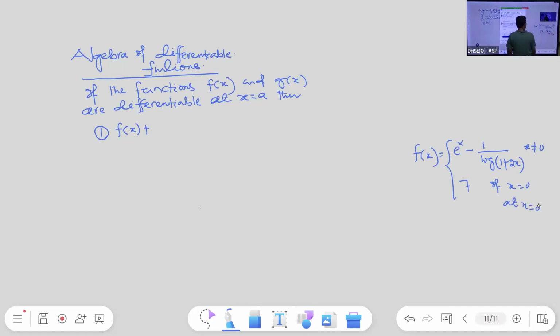Okay, Nirmal, let me confirm. This is your question? What I have written on the board? Confirm it. Oh, e raised to the power x minus 1. Okay. Understood. So the function is like this: e raised to the power x minus 1 upon log 1 plus 2x if x not equal to 0.